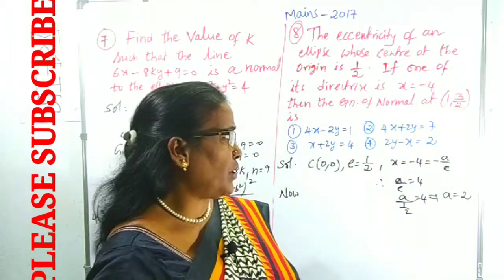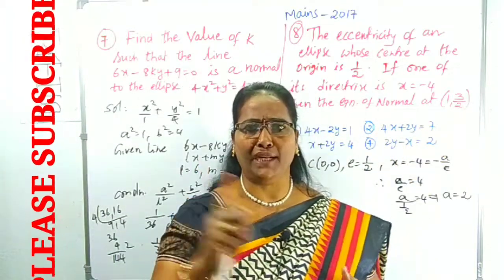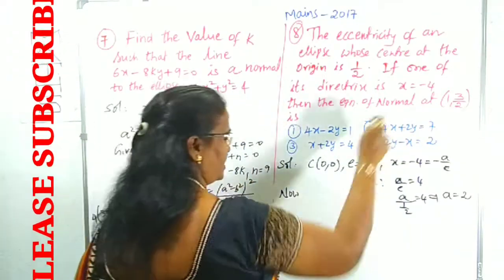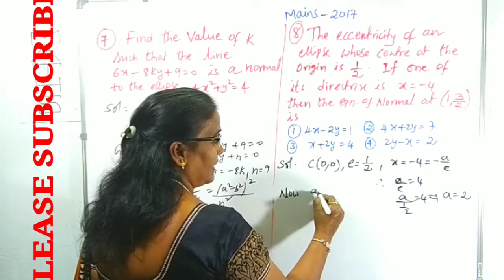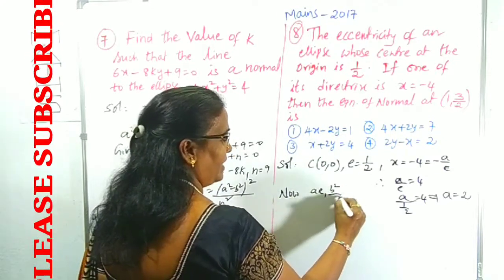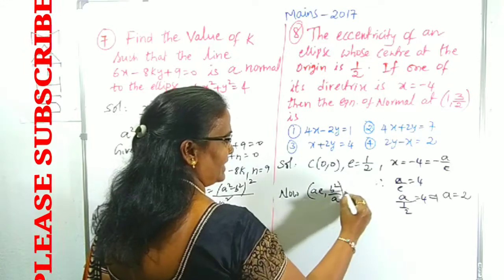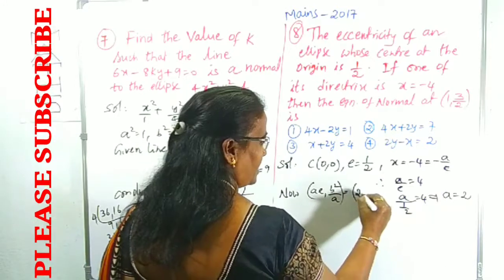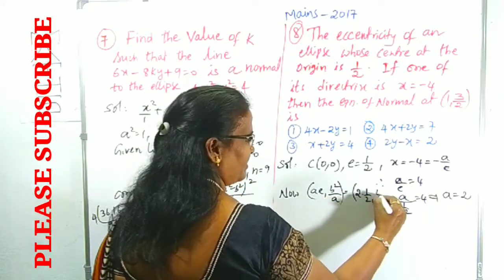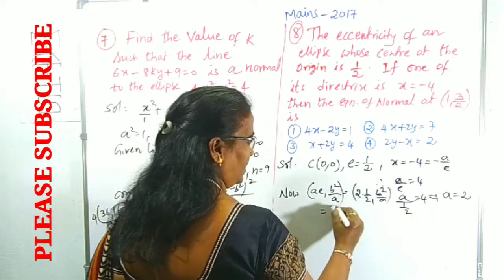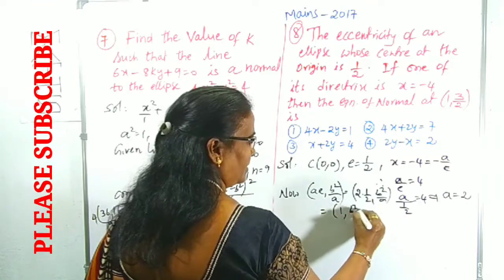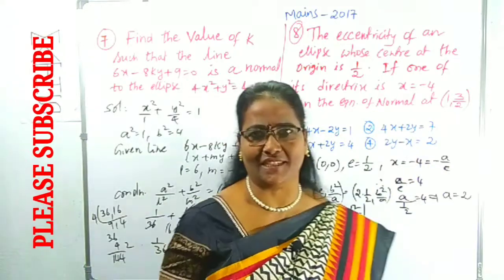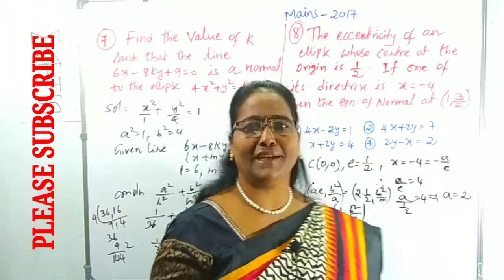We can observe that this point is clearly one end of the latus rectum. How do we know this point is one end of the latus rectum? We can just check the x coordinate: ae, b square by a. b square no need to find out; only the x coordinate I am checking. a is 2, e is 1 by 2, so ae is 1. The x coordinate of the given point is 1. Here also 1.